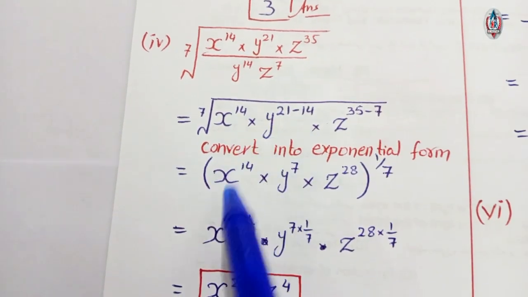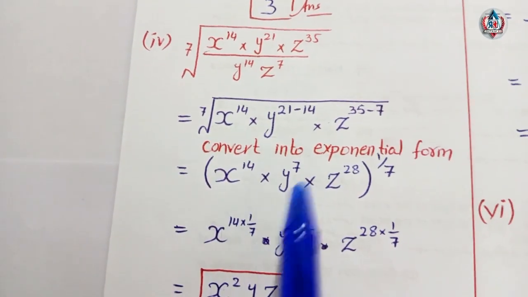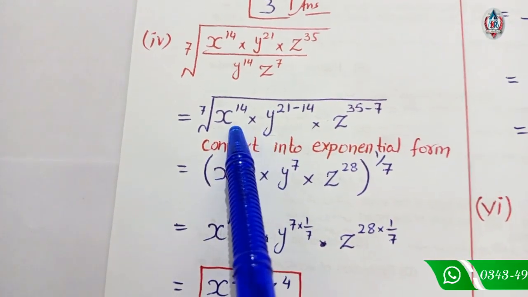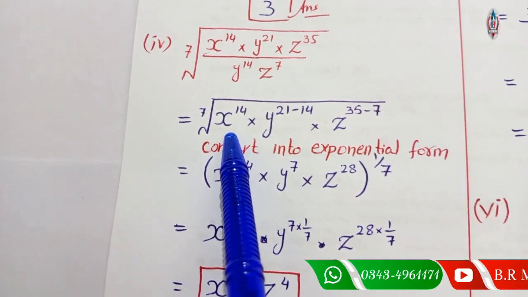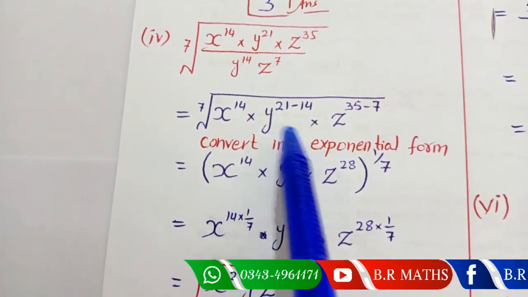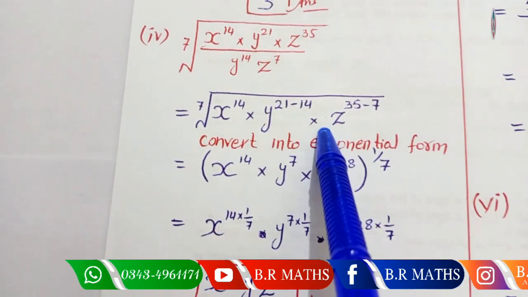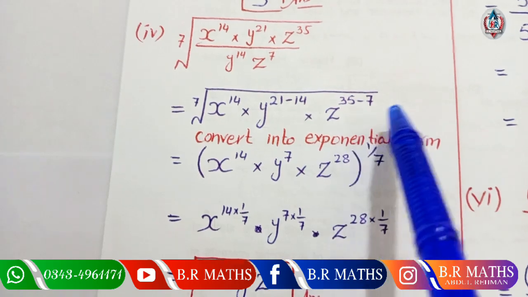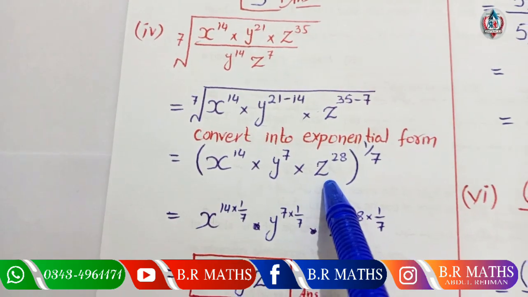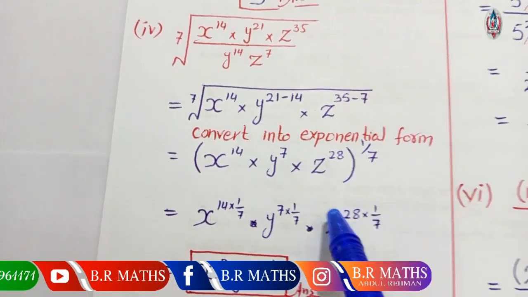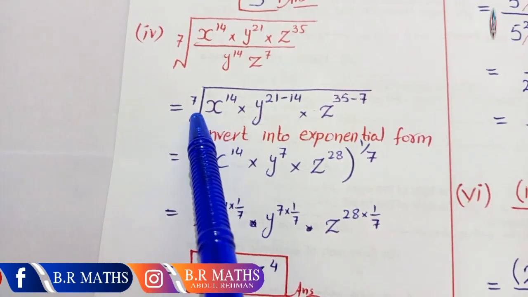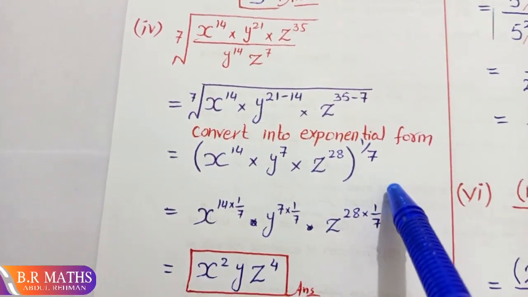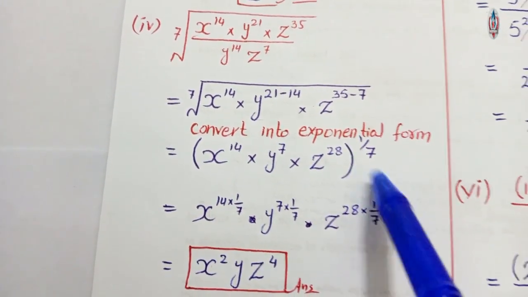Now convert and simplify the radical sign into exponential. X raised to power 14 as it is, y raised to power 21 minus 14 becomes 7, and z raised to power 35 minus 7 becomes 28. In exponential form, this index 7 becomes 1 over 7 as an exponent.